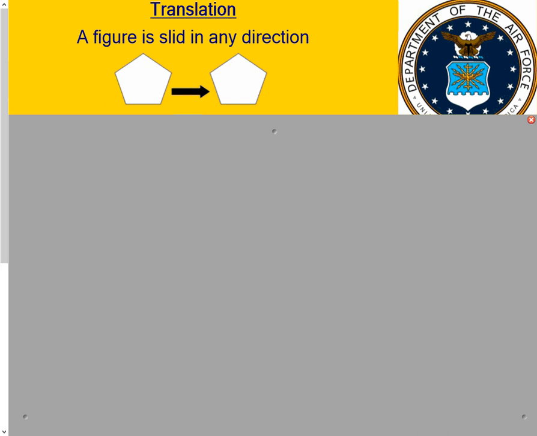Let's go to the main vocab word, which is right here. A translation. Not translation of Spanish to English. A translation in math is simply a figure being slid in any direction. So for instance, we start with this figure right here. I'm just outlining it for you. And if you slide it over to the right, it ends up here. Your transformation, what happened was you just moved it, you slid it to the right. That is a translation. We're going to specifically work on this with a coordinate graph.